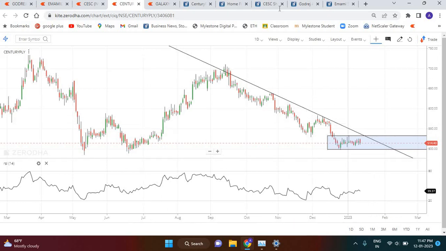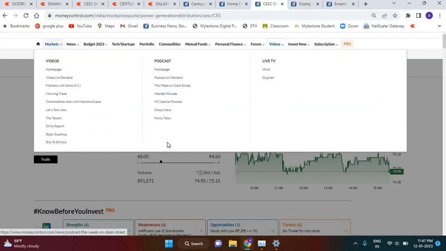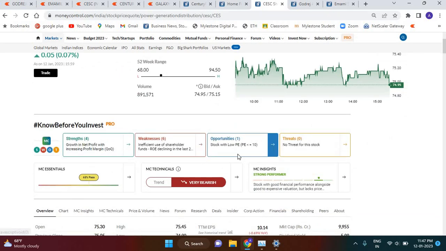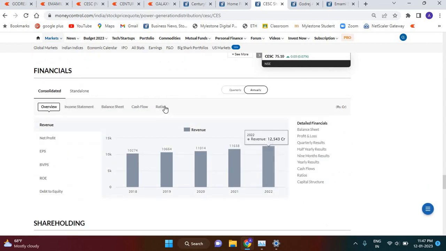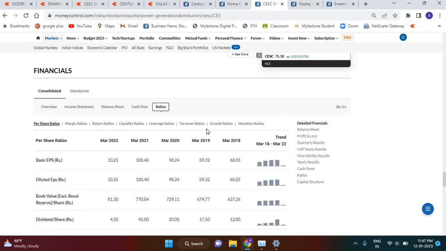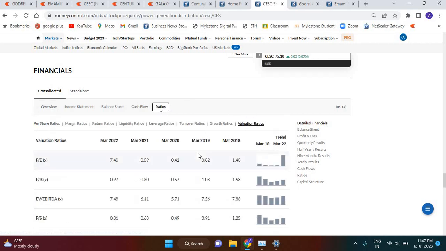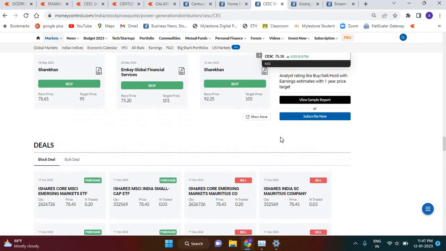We look at CESC now. There is a split and all, the face value is 1 now. Company is decently valued. If you look at the financials, I would say this has really good fundamentals. Even valuation wise, this is not overvalued. Let us look at the shareholding.